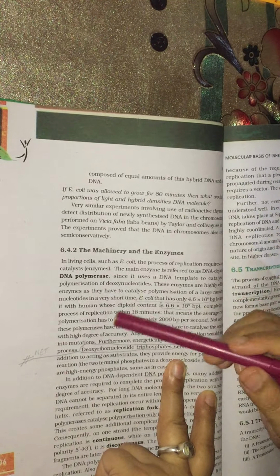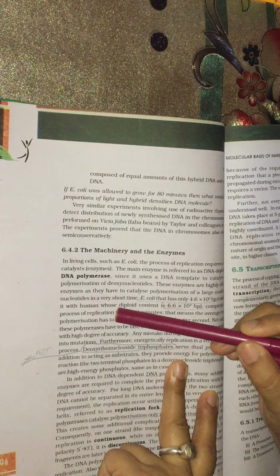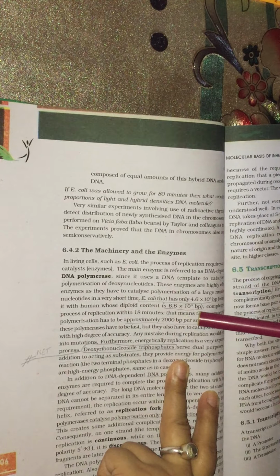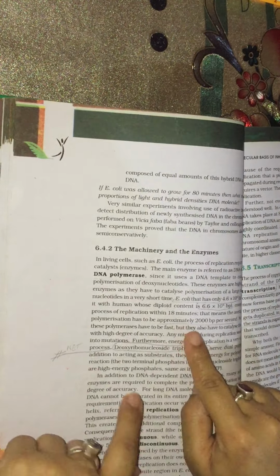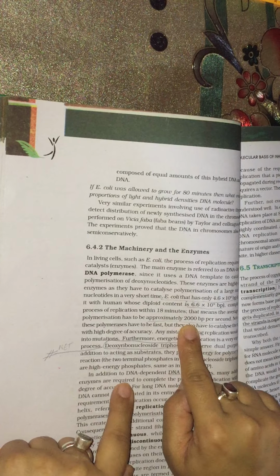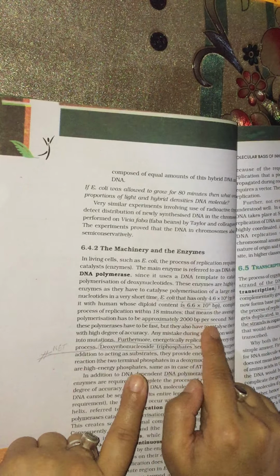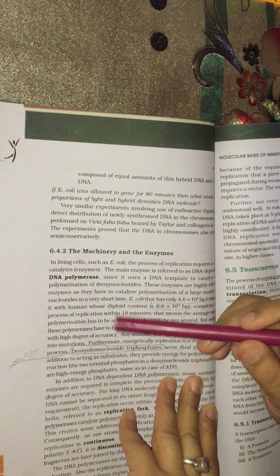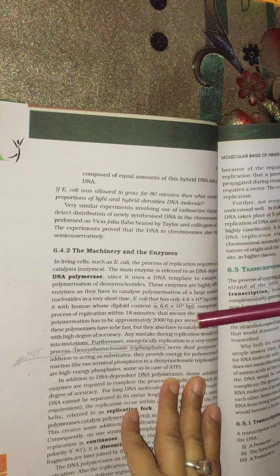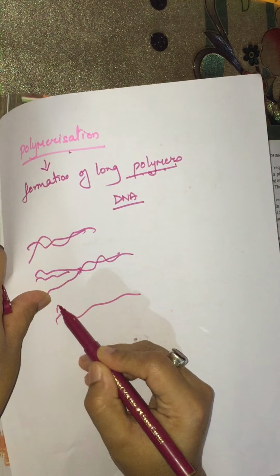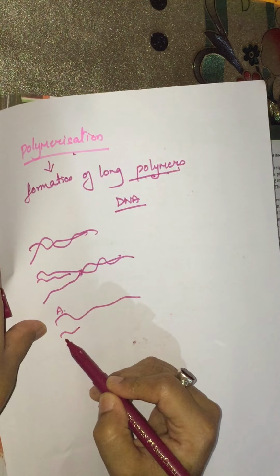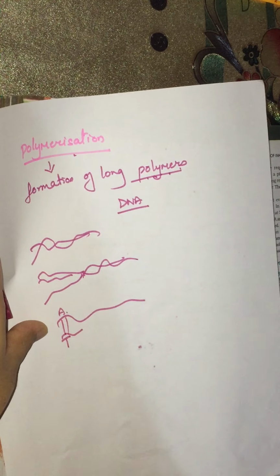So that means the average rate of polymerization, that is formation of a long chain, has to be approximately 2000 base pairs per second. It will form a chain of nucleotide sequence which contains 2000 base pairs per second. Not only do these polymerases have to be fast, but they also have to catalyze the reaction with a high degree of accuracy. That means if in a template strand there is A, the newly synthesized DNA must have T opposite to A, then only it can form the bond.